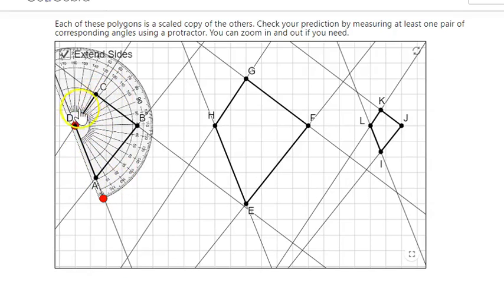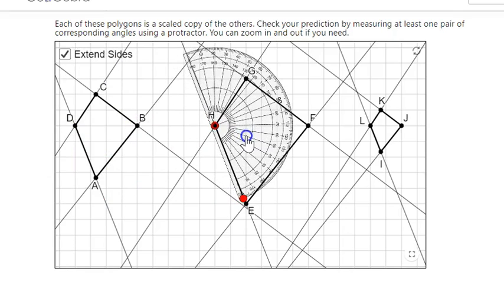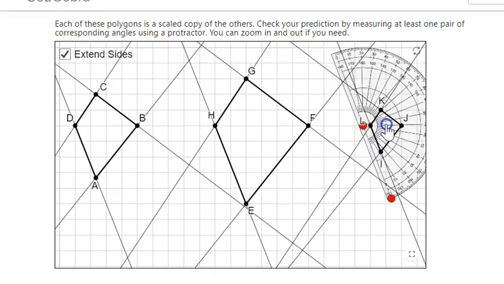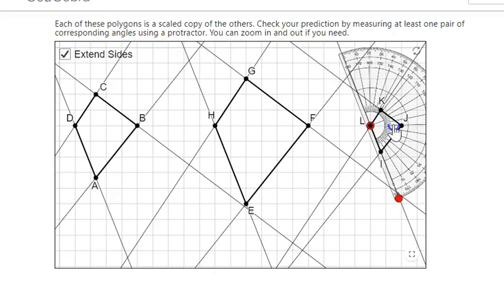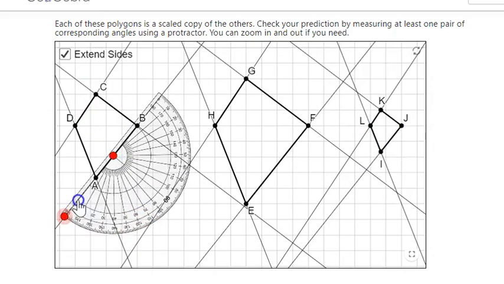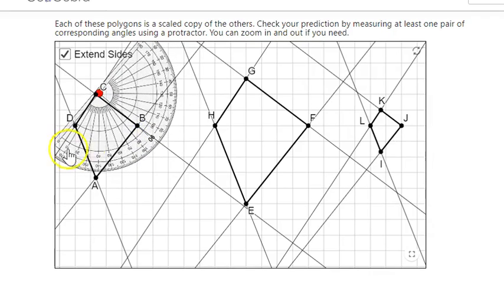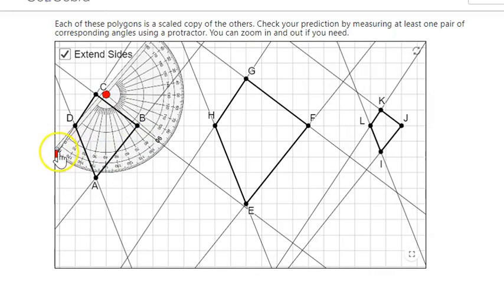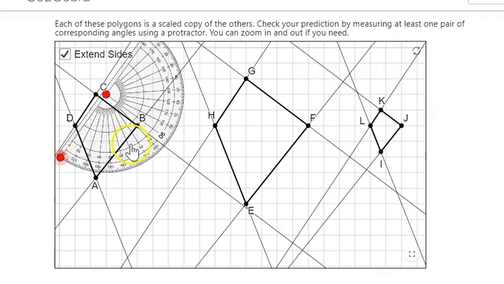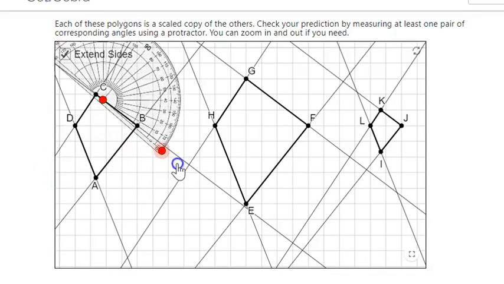Looks like we have 125 degrees on that angle. Again, it looks like 125. And again, it looks like 125. So far, it looks like these are all congruent. And when you're talking about these, it's a matter of turning it so that you can measure those angles easily.